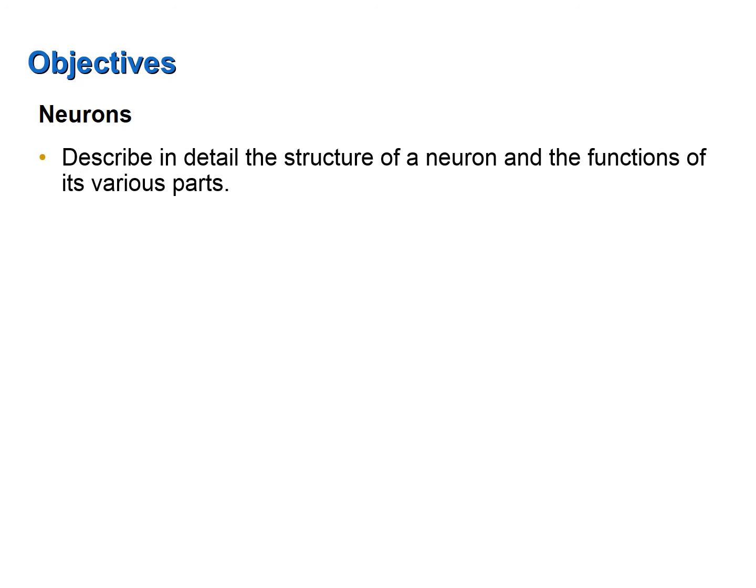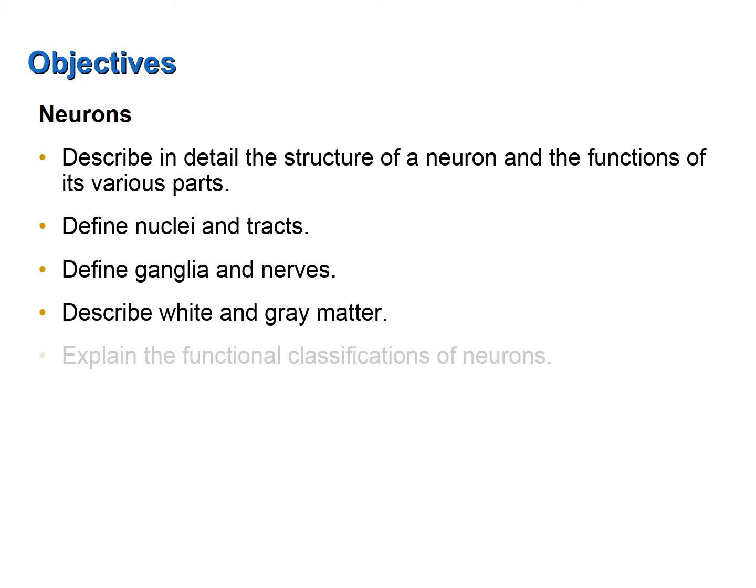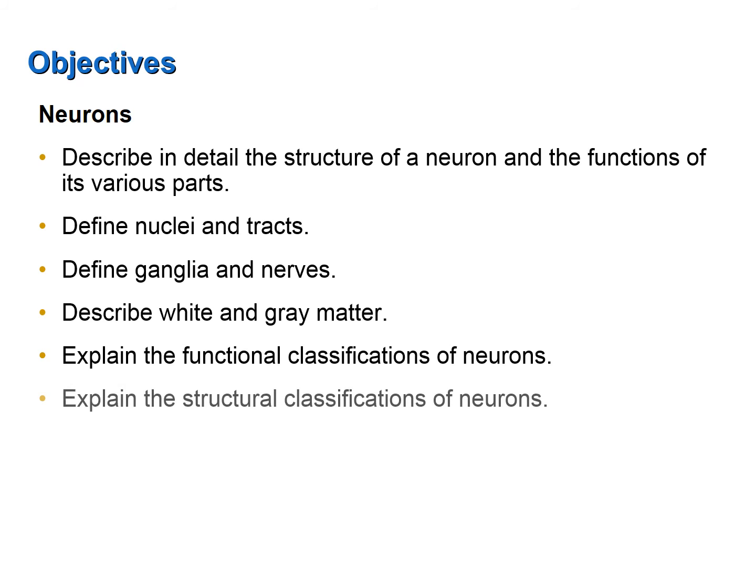Now let's review the objectives that this screencast was designed to help you achieve. Describe in detail the structure of a neuron and the functions of its various parts. Define nuclei and tracts. Define ganglia and nerves. Describe white and gray matter. Explain the functional classifications of neurons. And explain the structural classifications of neurons. The next screencast discusses the resting membrane potential.